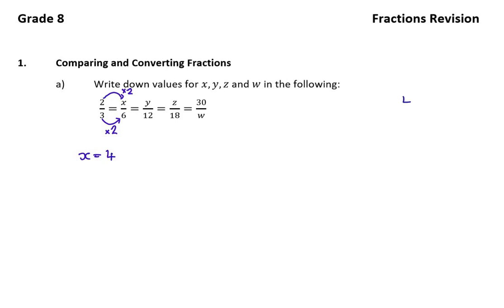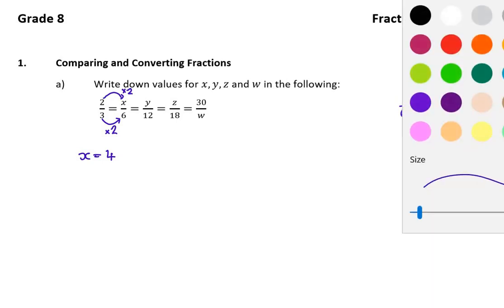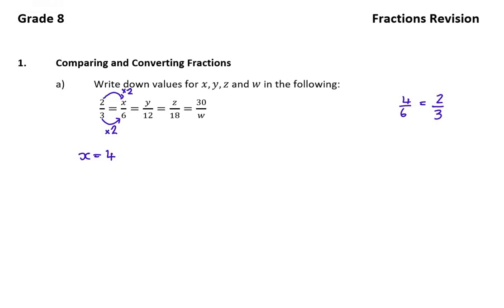Now you can just go to the side of your page and think about it. If you were simplifying 4 over 6, you would divide the top by 2, so you'd get 2, and divide the bottom by 2, so you'd get 3. So those are equivalent fractions. And so we keep going. What would you do to 6 to get to 12? I would multiply by 2, so I'm going to multiply by 2 again. And so I get y is equal to 4 times 2, which is 8.